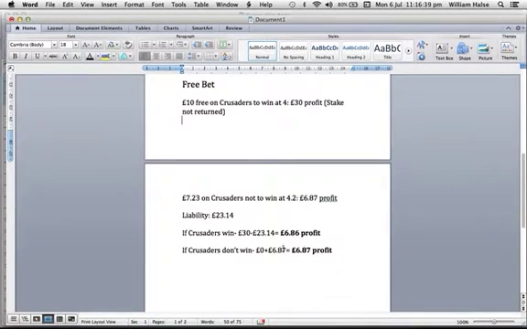And the reason why we make money on both scenarios is because we're not actually using our own money at Paddy Power. So if the Crusaders don't win, we don't actually lose any money at Paddy Power, because that's £10 free just given to us. So it's £0, and we make £6.87 profit at the betting exchange. So that's a £7.23 lay stake minus 5%, because the Crusaders did not win. So we keep the other person's money. We don't have to pay them anything. So that's £7.23 minus the 5%, which gives us a £6.87 profit.